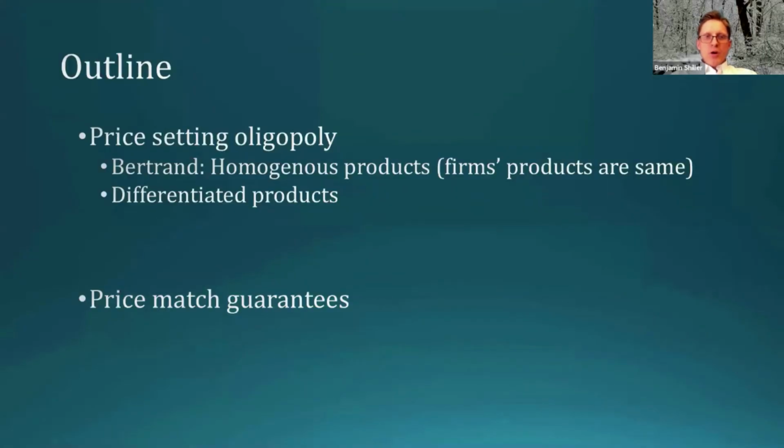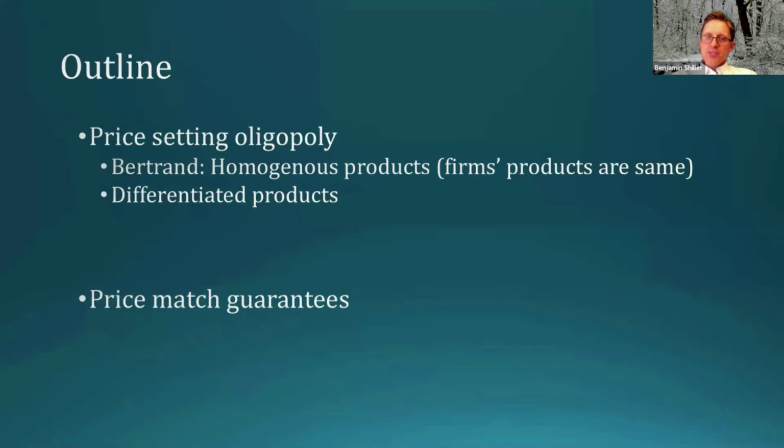Rather than choosing quantities, firms are going to choose prices in an oligopoly market. Okay, so they're going to choose a price, and then they're going to sell whatever quantity is demanded at that price. Okay, so the outline is we're going to go over price-setting oligopoly models. We're going to look at the classic Bertrand model, where firms set prices and produce identical products. So consumers don't have any preference for one firm's products over the other. They view them as identical.